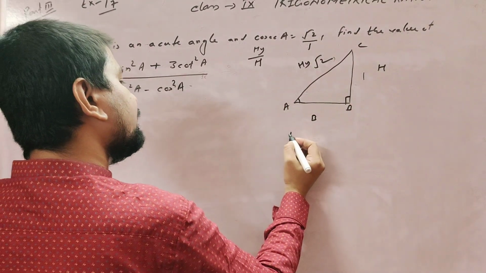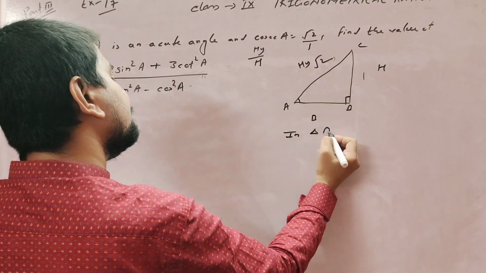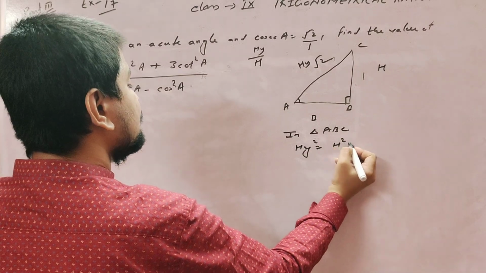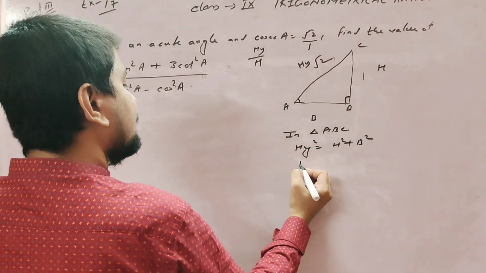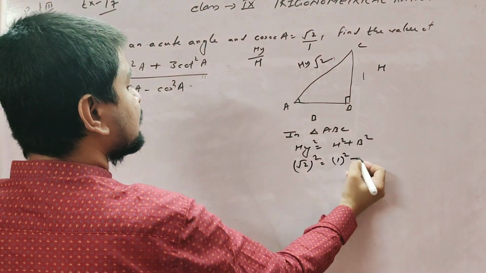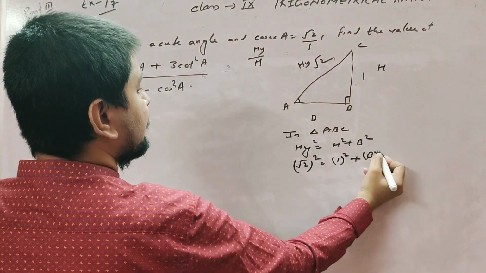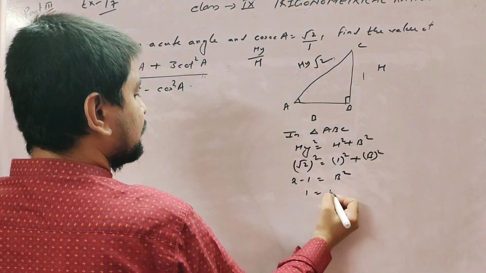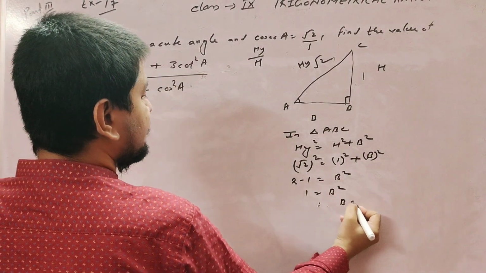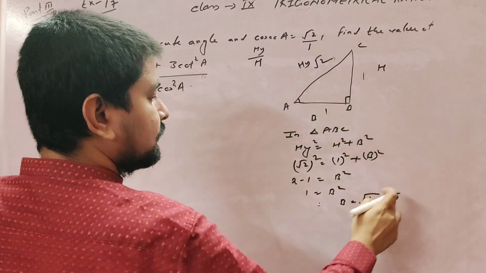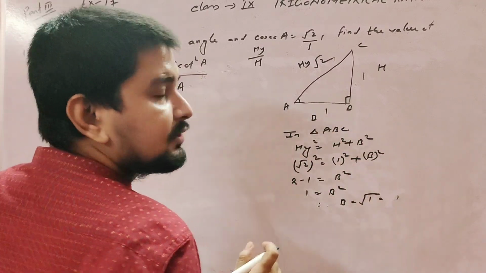So we know the formula of Pythagoras theorem, that is hypotenuse square equals height square plus base square. In place of hypotenuse we write root 2 square, height is 1 square plus base square. So 2 minus 1 equals base square. So 1 equals base square, therefore base equals root under 1, that is 1. So base is also 1.